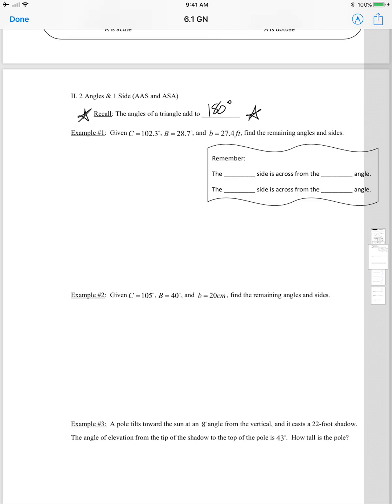So I was given the measure of angles B and C, and then the length of side B, and they want me to find the remaining angles and sides. So I'm looking here at example number 1.